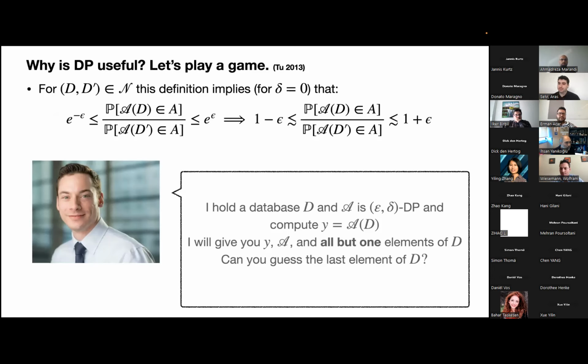Wolfram also gives me the algorithm, so I also have access to A, and I also see all individuals in this database except for a single person. And Wolfram asks me, can you guess who the last person is? So he gave me everything I can imagine possibly and hides only one person.